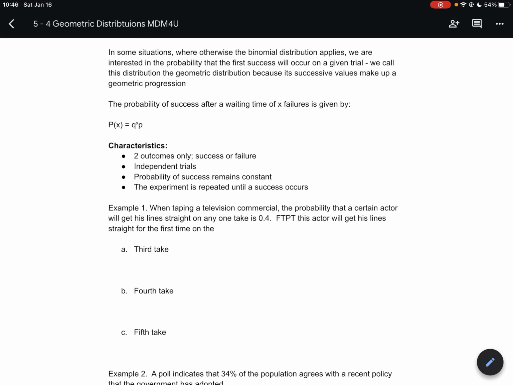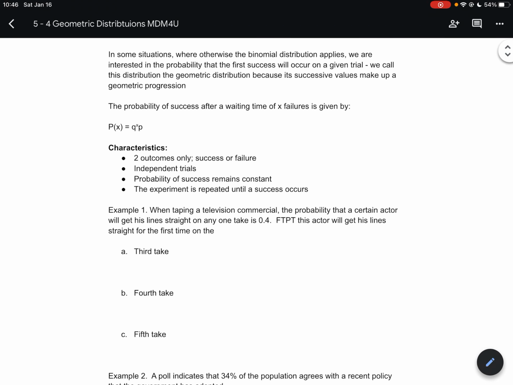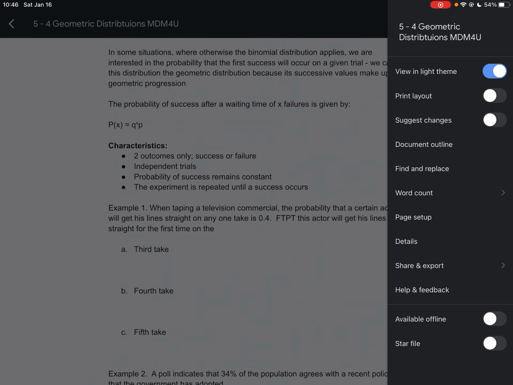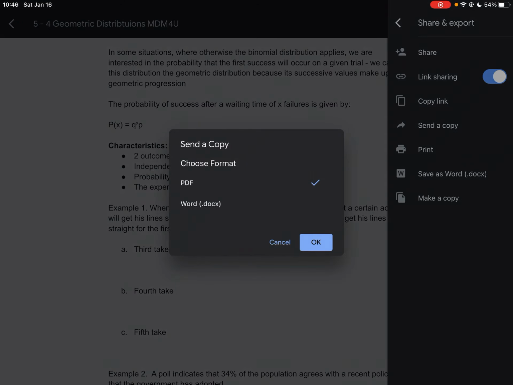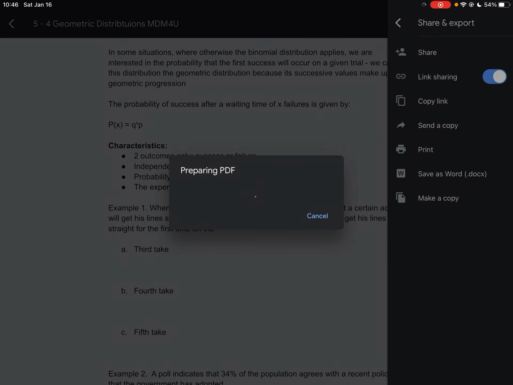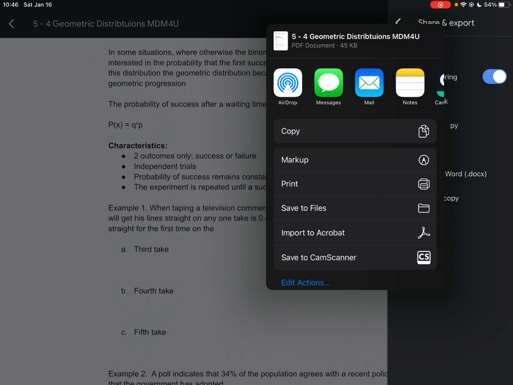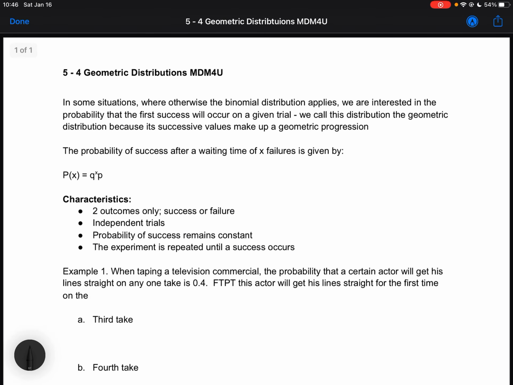This video goes over geometric distributions. In some situations where otherwise the binomial distribution applies, we are interested in the probability that the first success will occur on a particular trial, as opposed to a number of successes and a number of failures that are going to occur in a particular value of n trials.